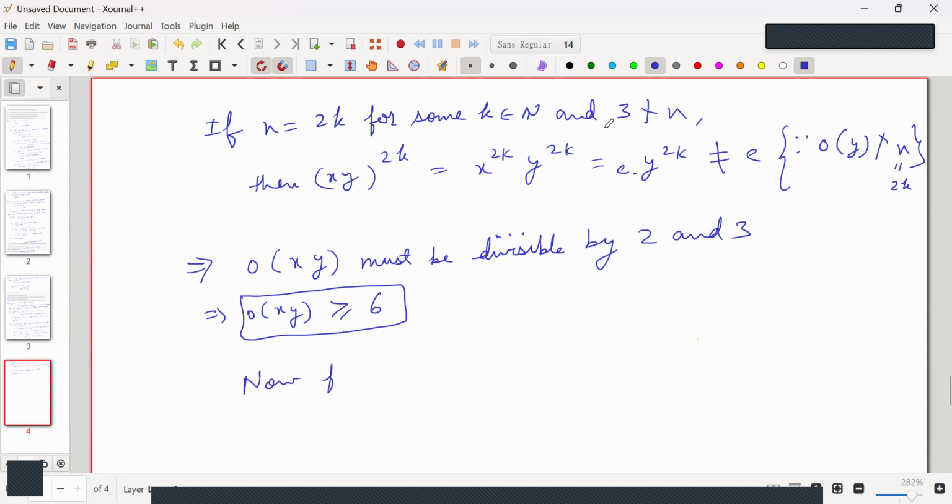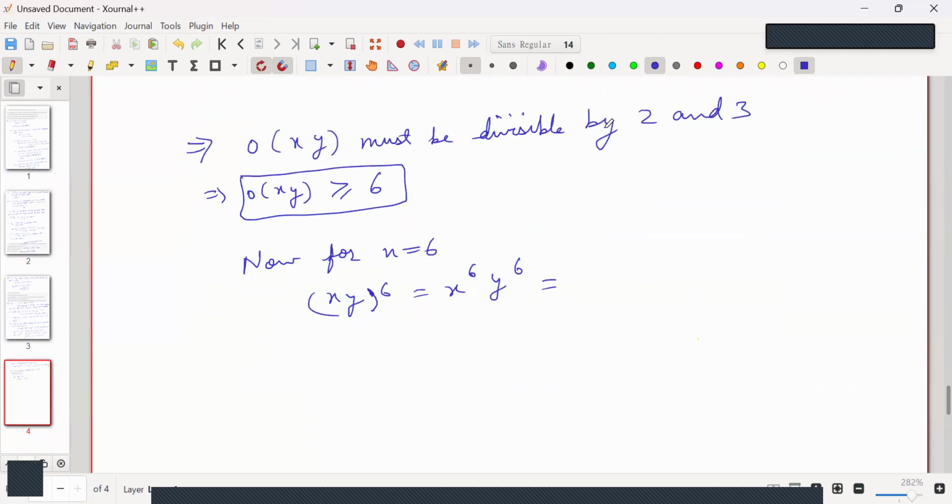Now for n equal to 6, xy raised to 6 is x^6 y^6. In both cases, x^6 is identity, and y^6 is also identity. So you have just identity times identity, that is identity. And this implies the order of xy is equal to 6, because it is the least integer such that xy raised to n is identity. Okay.